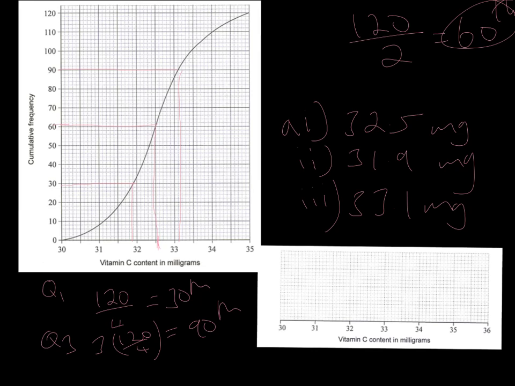So the key thing for answering this question then is just knowing the formulas. For the median, it's just going to be the n over 2 piece of data, so here the 60th. And for the quartiles, Q1 is going to be n over 4, find that piece of data. And for Q3, it's 3n over 4.